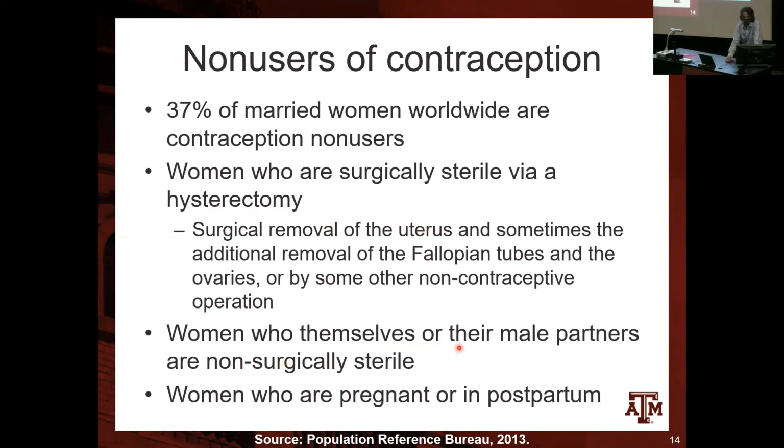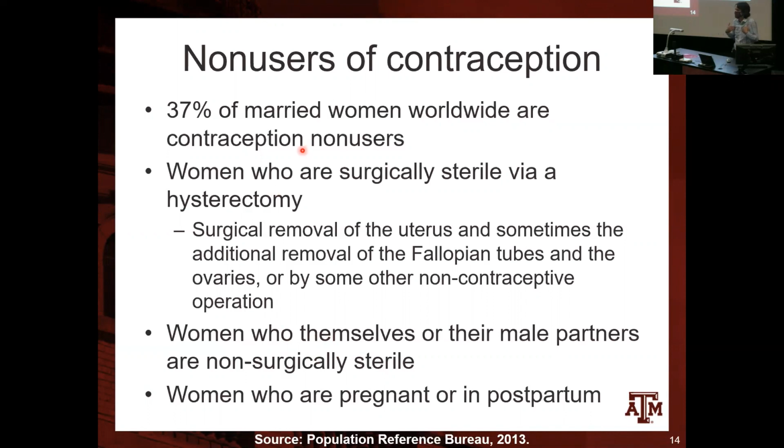Women who themselves or their male partners are non-surgically sterile. They did not go through any surgery, but for some reason, for biological reasons, either the woman or the partner are sterile. So, since they don't have chances of having children, they do not use any contraception, but they are not likely to have children because they are sterile.